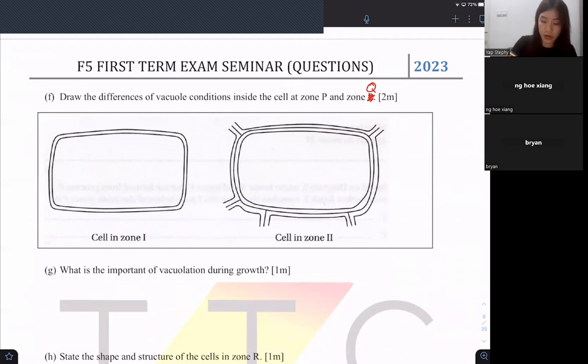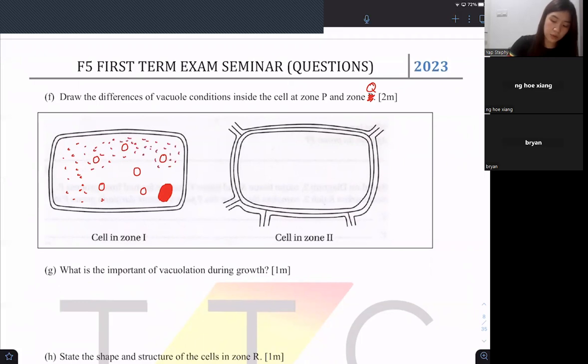So you have to draw here. For this one, you can draw the large nucleus, and also a small vacuole here, and all the cytoplasm, because the cells in zone P have dense cytoplasm. So you just help me to dot the cytoplasm.